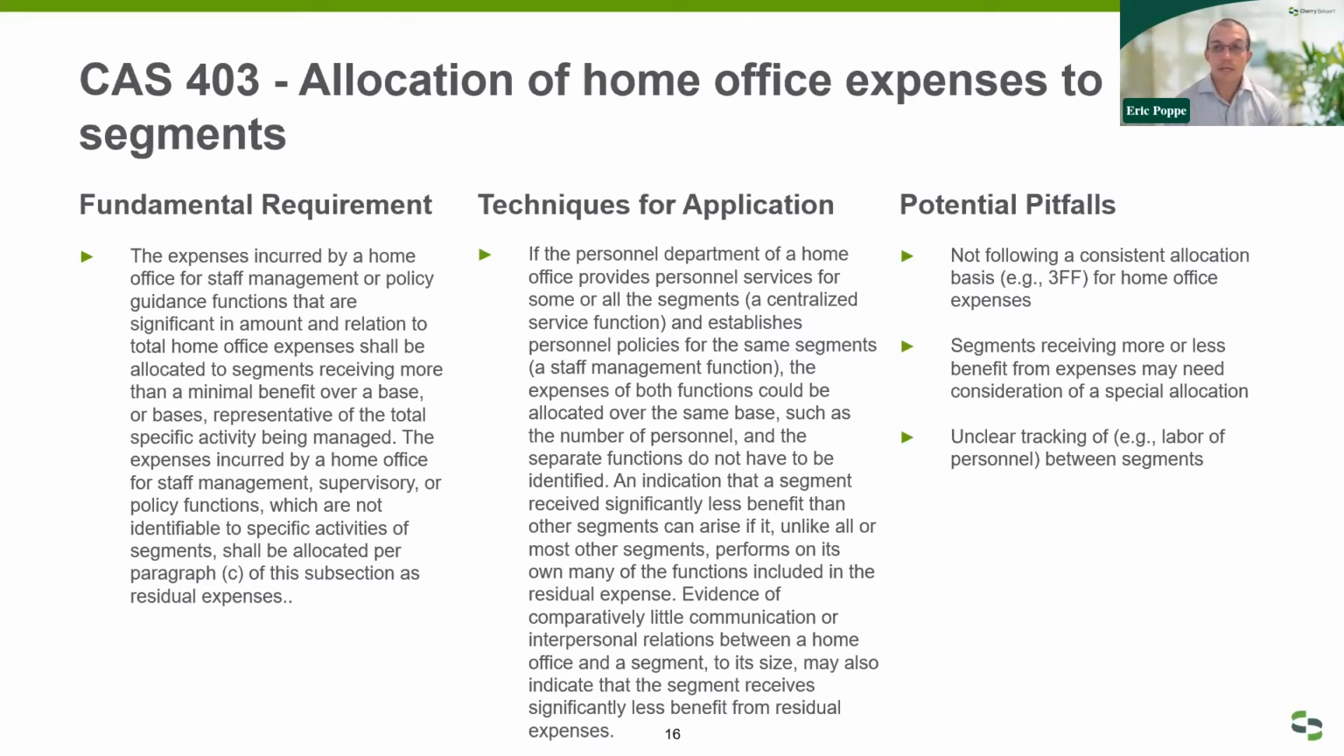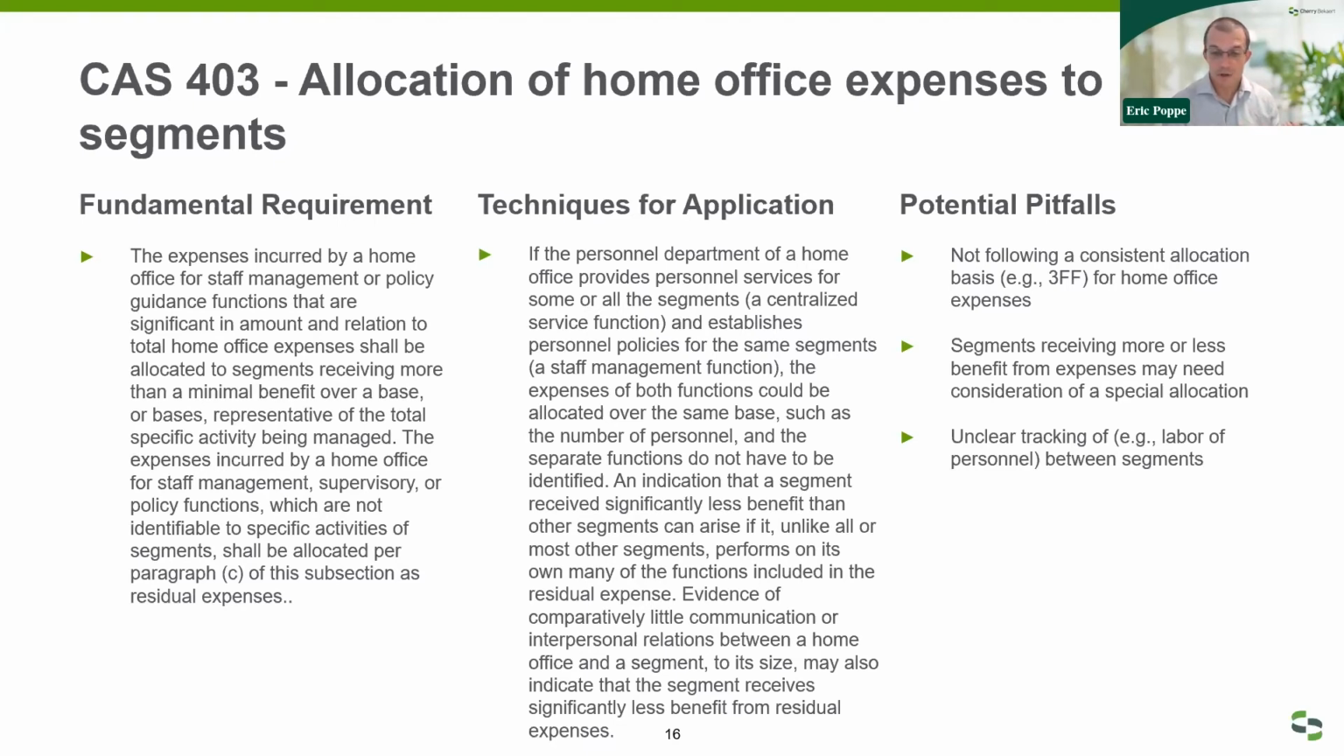And potential pitfalls that we see companies have with this is, one, not consistently following the allocation basis for home office expense, or not having a documented practice. Sometimes the company does meet that formula for revenue and they should be allocating based off the three-factor formula, but they're not, or they're using a different base and it's not documented. So not having a consistent practice for that allocation.